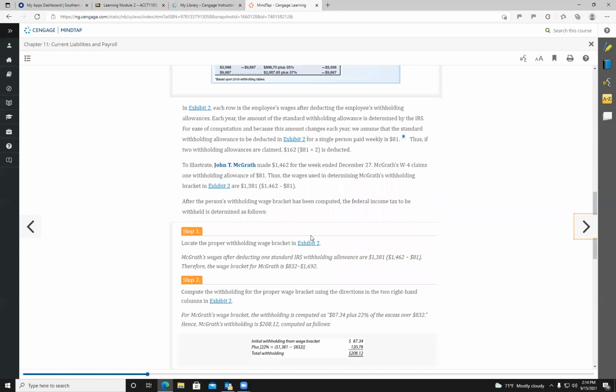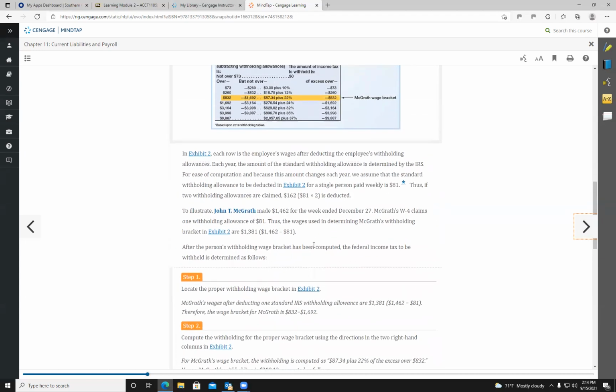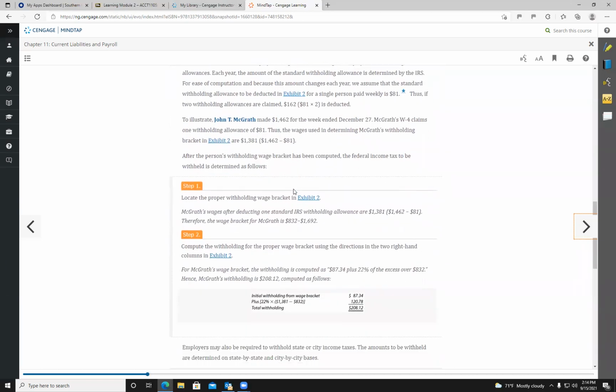First thing I want you to look at is this column of excess over. For him it is of excess over $832. Then I want you to come over here and look at this. Then it's going to be 22% plus $87.34. So for McGrath's wage bracket, the withholding is computed as $87.34 plus 22% of the excess over $832.